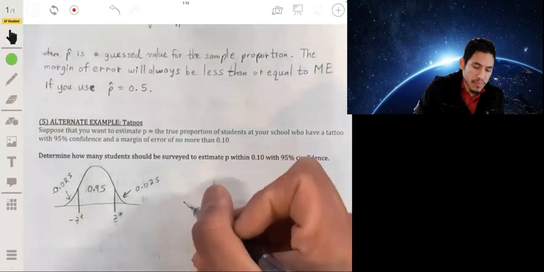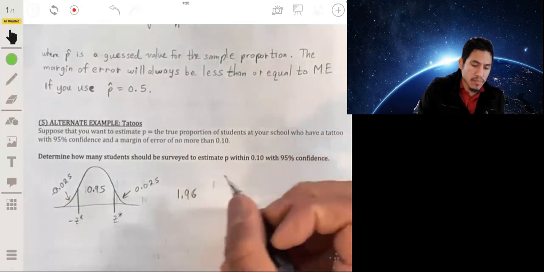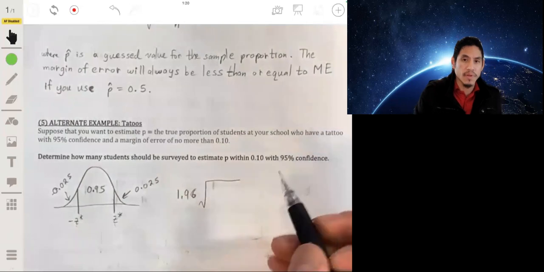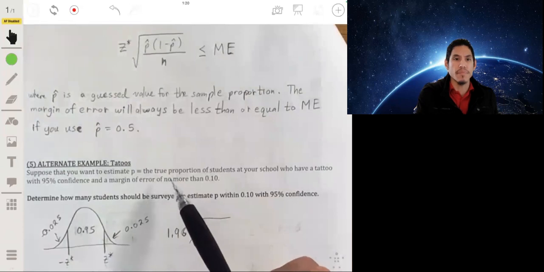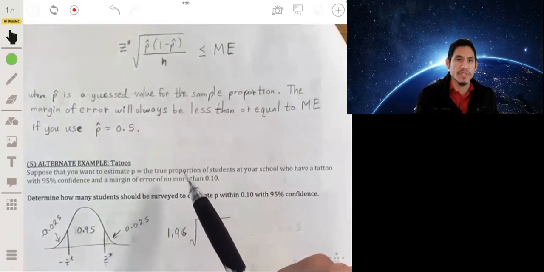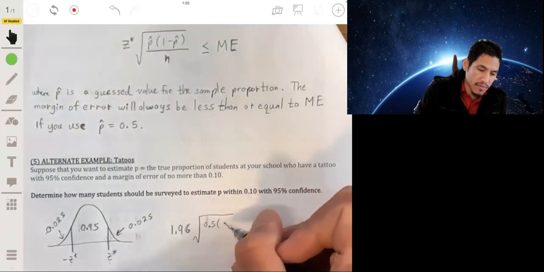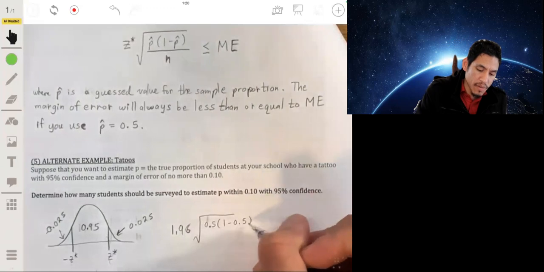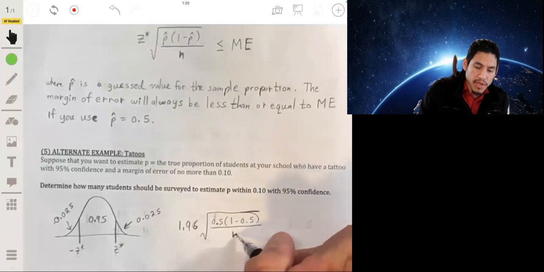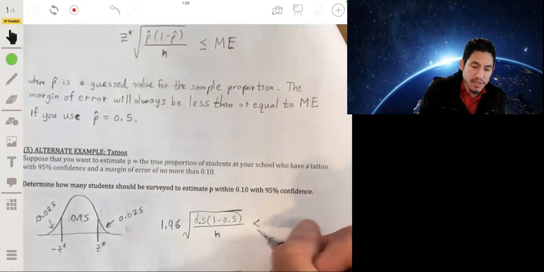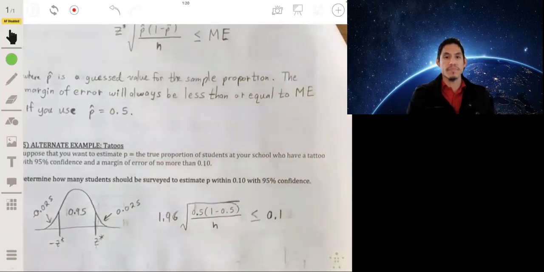So we're going to have 1.96 times the square root of, and we're not told any sample proportion that we can work with from previous studies, so we're going to just set it to be 0.5. So we're going to have that 0.5 times 1 minus 0.5 in there. Over n. That has to be less than or equal to 0.1, because that's what our margin of error is.